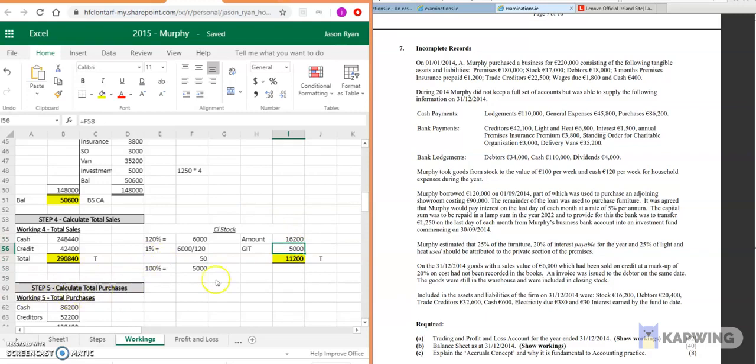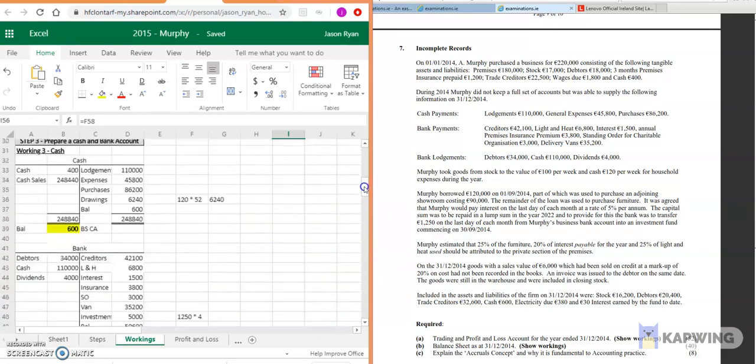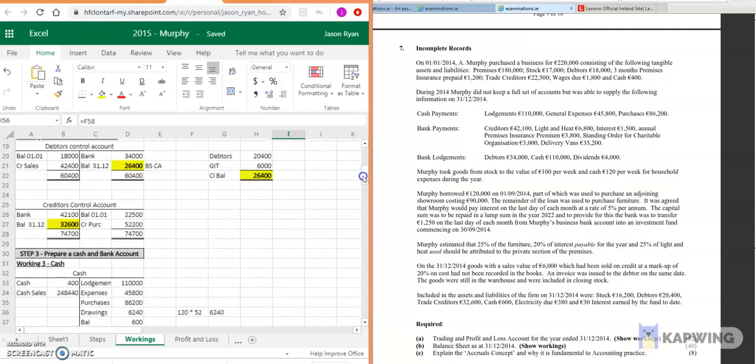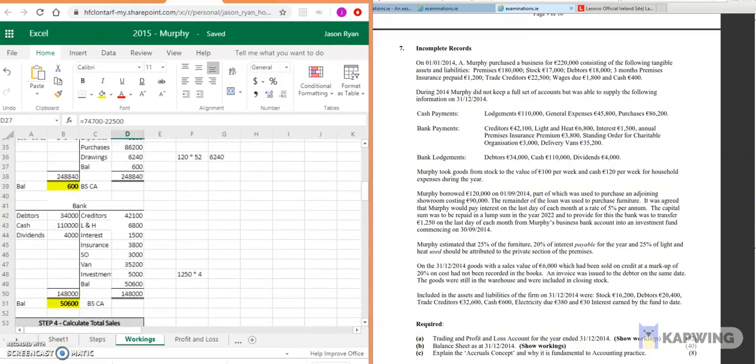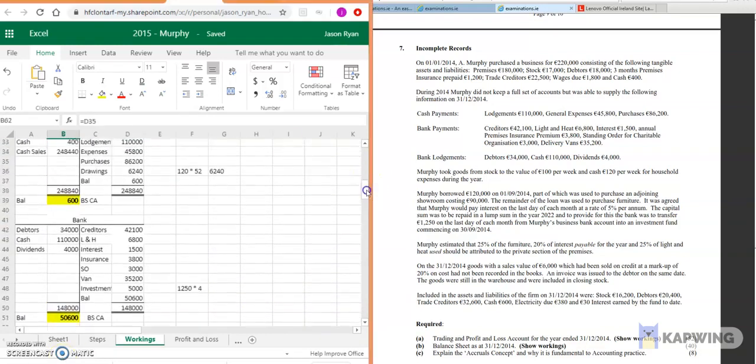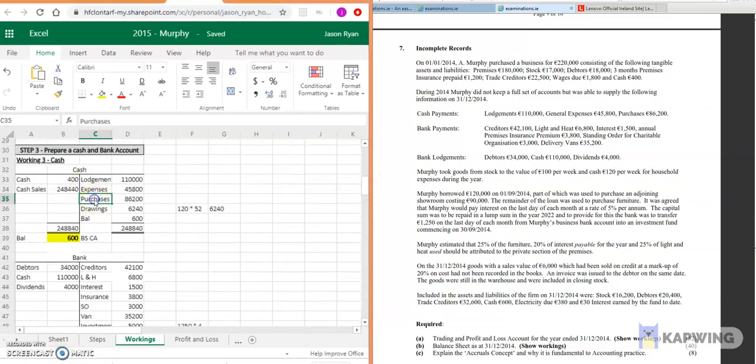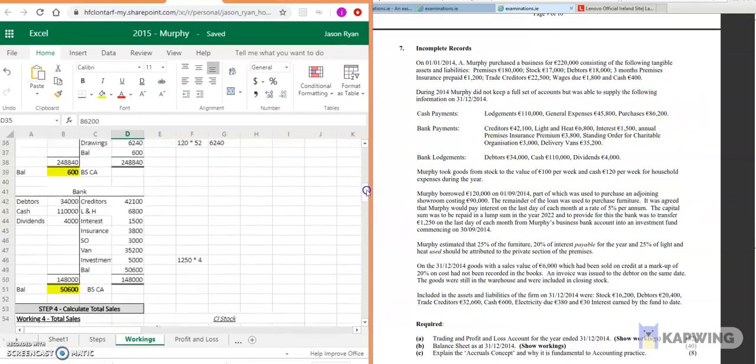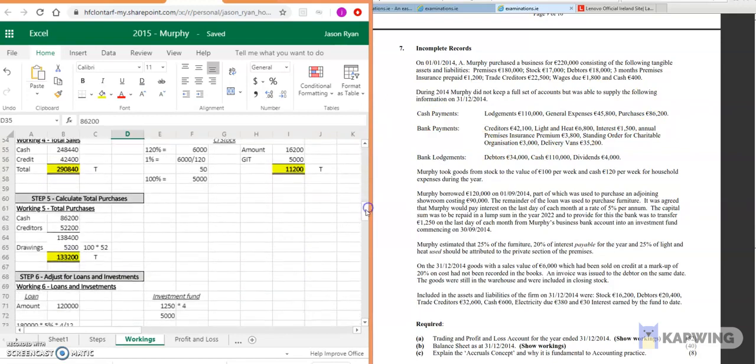Step 5 then, you're going to calculate your purchases. So once again, go back up to your creditors control account that we calculated here. Your creditors purchases is 52,200. Your cash purchases would be in your cash account, and purchases here that we have of 86,200. That's just taken straight from here, from your cash payments. So that's your cash, 86,200. You've got your creditors down from our adjustment, 52,200. That gives you 138,400.